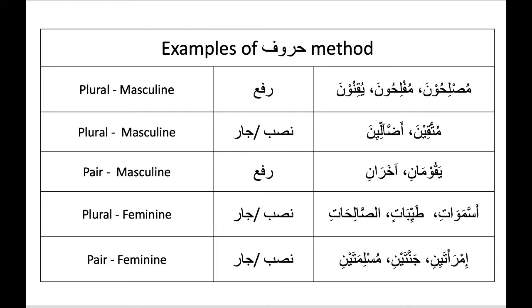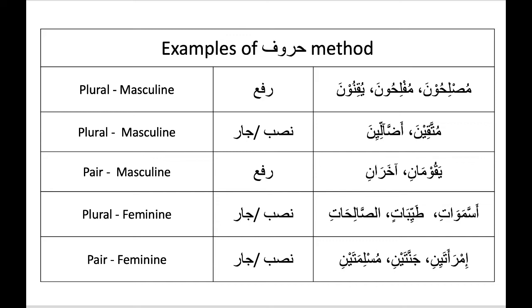Next, yaqumani, akharani. Both of these isms are dual or pair, masculine. They end with ani, which is a sign of rafa status. Next, as-samawati tayyibatin as-salihati. They're plural feminine and ending with ati. This shows that they are either nasab status or jar status.